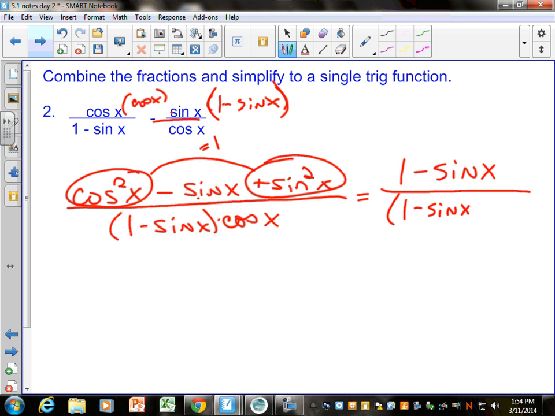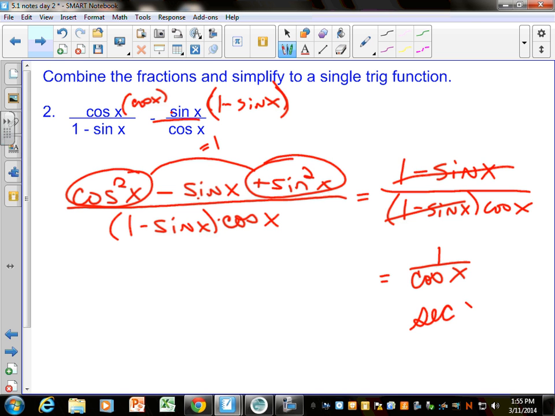And if you can get that one step, you should see some magical algebra occurring now. Although you cannot break up addition and subtraction, if you have a 1 minus sine x in the top and a 1 minus sine x in the bottom, can you cancel that out? Which means you are left with 1 over cosine of x. And what is 1 over cosine of x? Secant of x.